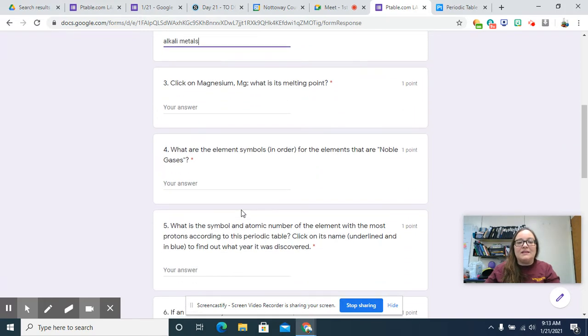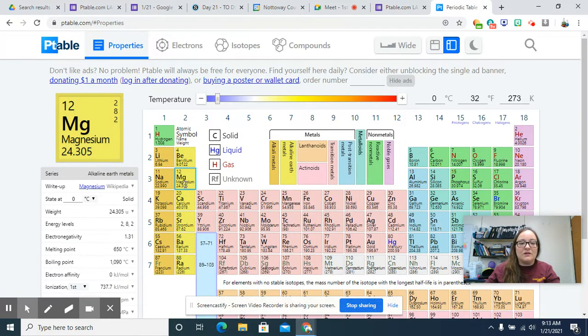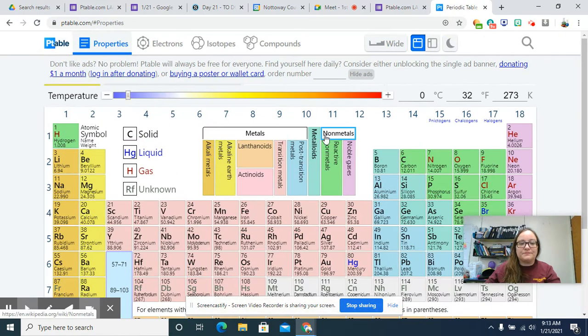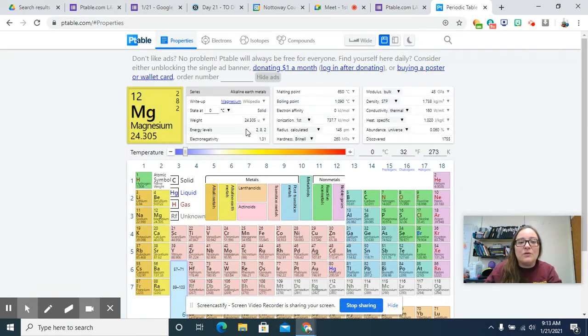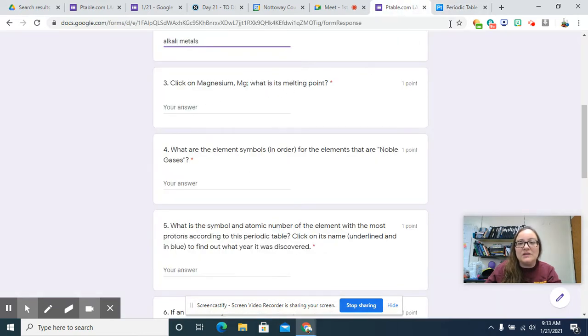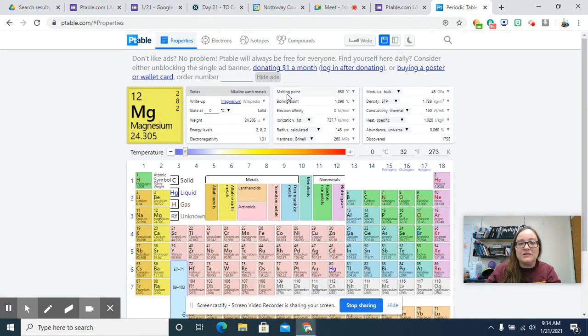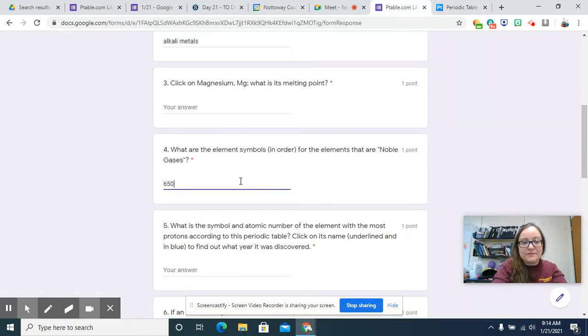Then it says click on magnesium. What is its melting point? So we'll click on magnesium. I want the information along the top. So what did we want about magnesium? We wanted the melting point. So up here on the top in the properties, the melting point, 650 degrees Celsius. You can also type out Celsius, but you do need to spell degrees correctly for it to grade it as correct if you do it digitally.